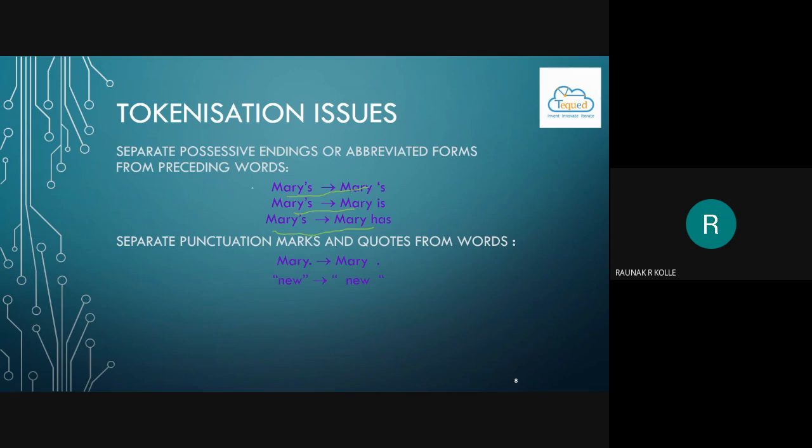The first sentence can be related to Mary's dog. The second sentence can be related to Mary is a doctor. The third sentence can be related as Mary has a notebook. All these three sentences are completely different, and the use of Mary's is completely different in all three sentences.